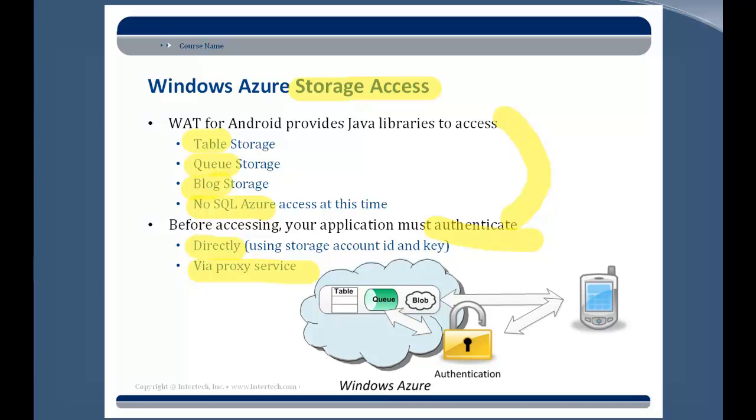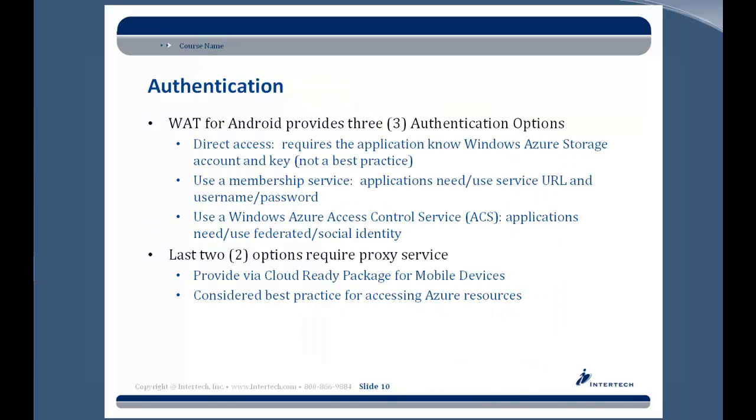So for authentication, there are essentially three different ways that the Windows Azure Toolkit for Android provides our Android devices a means of authentication. First, as I mentioned, direct access. What does this mean? You've got to provide the user ID and key to your actual application. And again, Microsoft really frowns on this approach. It's not a best practice, and we'll talk about why in a second. We have something called the membership service, as well as the Windows Azure Access Control Service, or ACS. These are the other options with regard to authentication. We'll talk about how those work. I'll give you a couple of pictures and hopefully we'll simplify that in a bit as well.